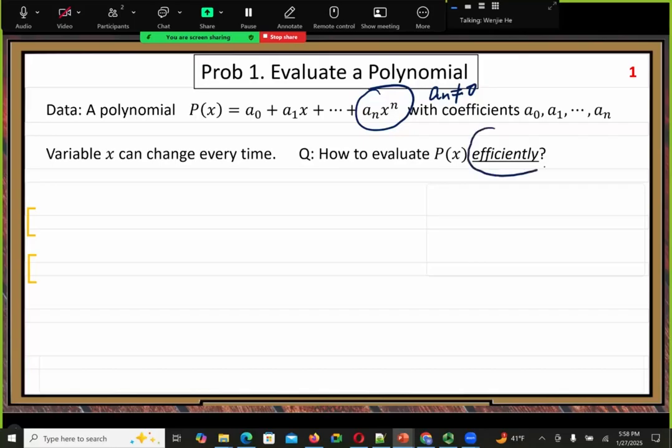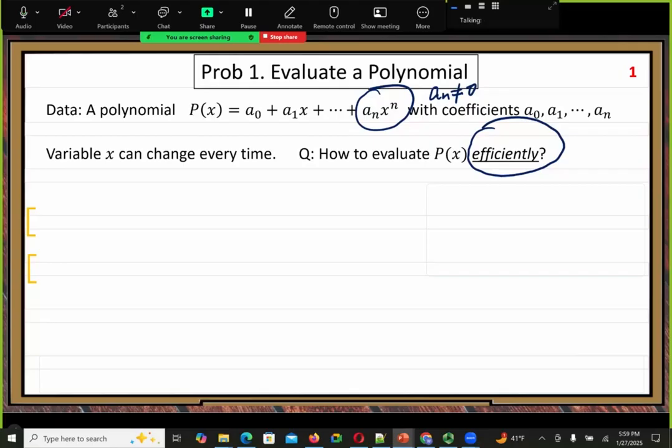Because our main focus is the efficiency of the method. Everyone can find the answer correctly, right? Using a computer, everyone can find the answer correctly. But the question is, can you find it more efficiently? Correctness is one question, but efficiency is another question.